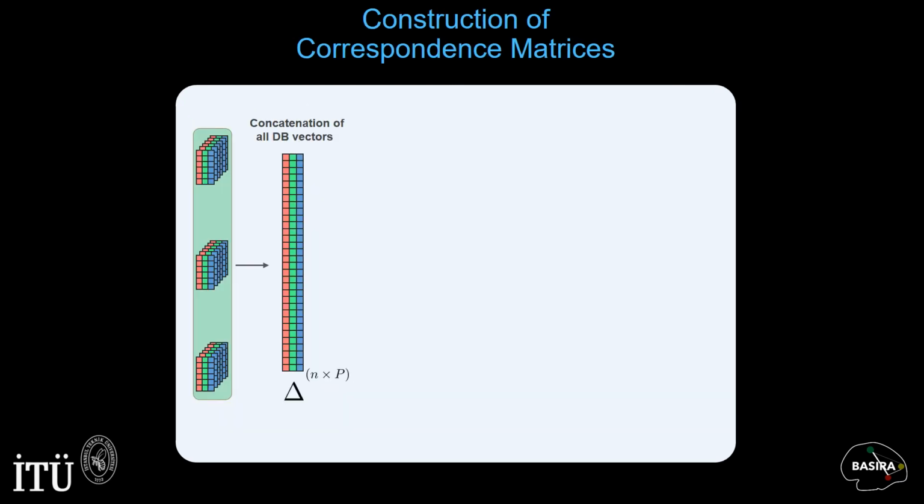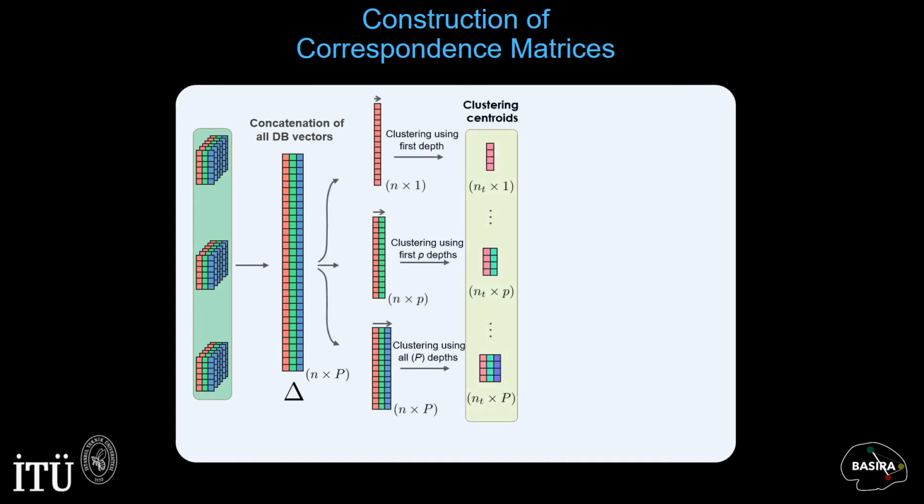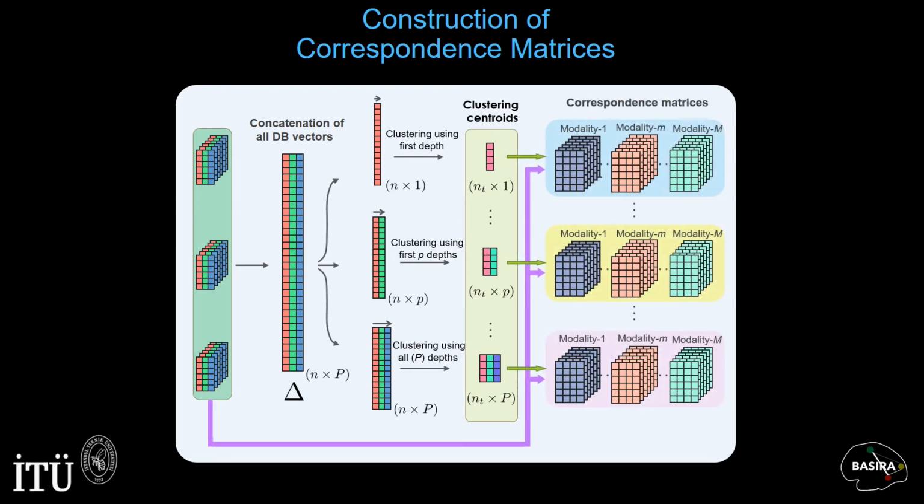The second step is the construction of correspondence matrices that tell us which nodes in the original graphs are to be aligned to which nodes in the template graph. Specifically, we run k-means clustering to obtain cluster centers, which will be the nodes of the template graph. Next, using the original feature vectors and the cluster centroids, we build correspondence or membership matrices.